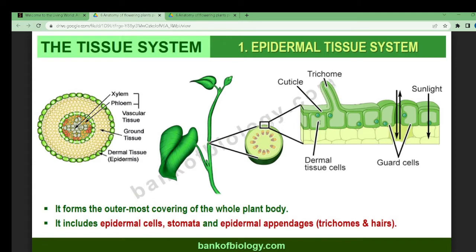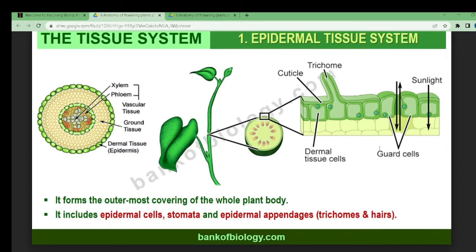As you see, this tissue system contains a cuticle. Together with that, some elevated portions are there. These are nothing but the trichomes, and sunlight enters through this cuticle. Here these dermal tissue cells are present, and these are known as guard cells because they protect the plant's delicate parts. You can say the leaf or stem's delicate part.